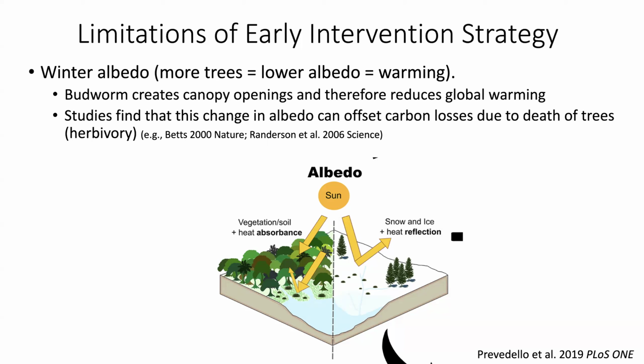So budworm actually creates canopy openings, right? When you have severe defoliation, three, four, five years in a stand, you might see dead, dying trees, which opens up the canopy, meaning there's going to be more snow visible and more reflectance, a higher albedo, which actually cools the climate. So there's a positive benefit of having some of those openings on a landscape in terms of climate change dynamics. And studies find that this change in albedo can offset carbon losses due to death of trees in some areas. So I think this is an interesting piece that probably needs to come into the equation again when we're thinking about a full carbon budget.